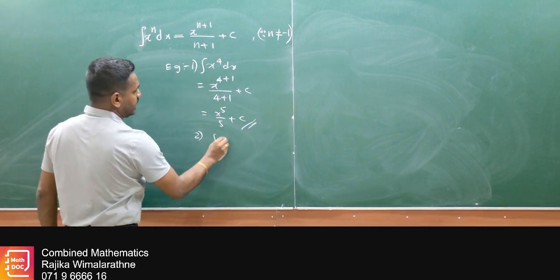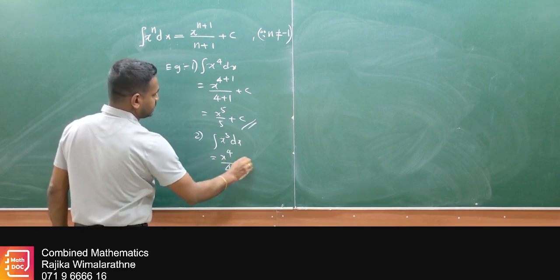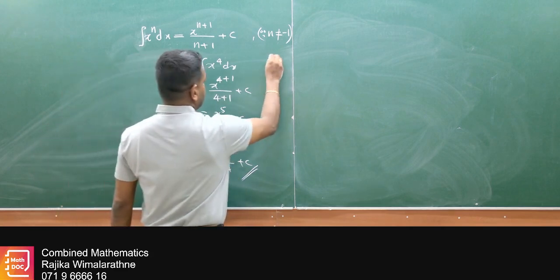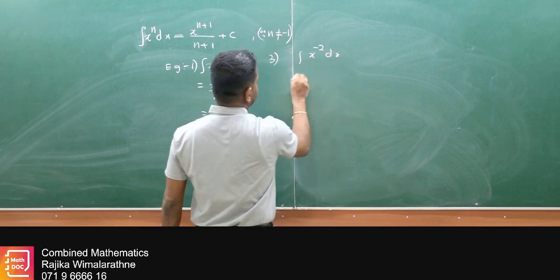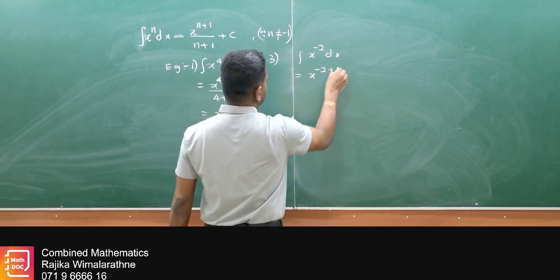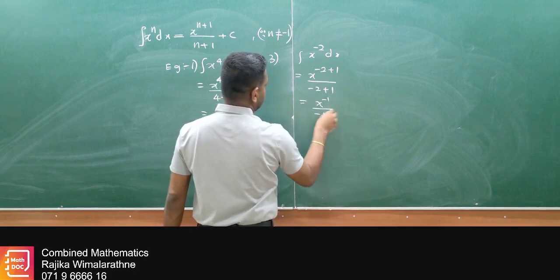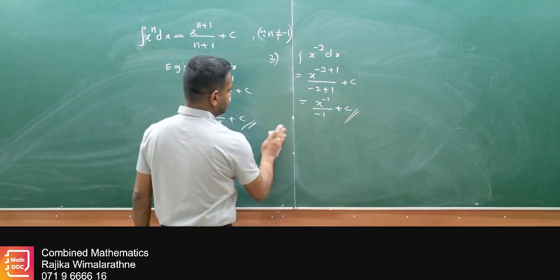Question number 2. x to the power 3 dx, x to the power 4 over 4 plus c. No need for two steps. You can write at once. 3: integral x to the power minus 2 dx, x to the power minus 2 plus 1 over minus 2 plus 1, x to the power minus 1 over minus 1 plus c. Don't forget to put the arbitrary constant.